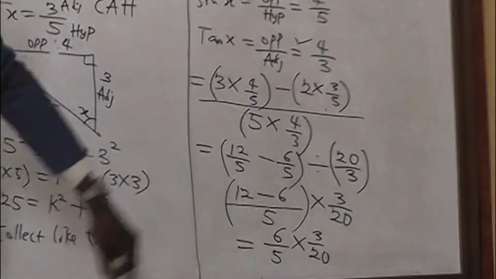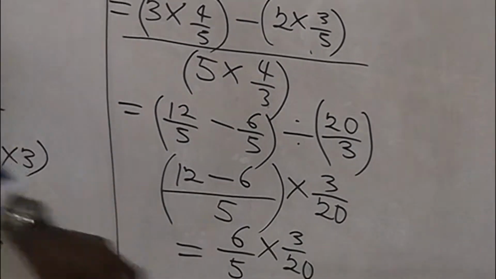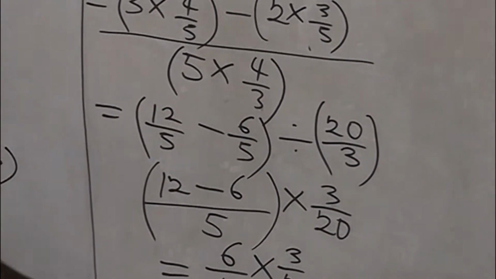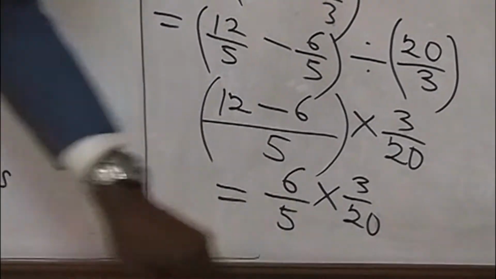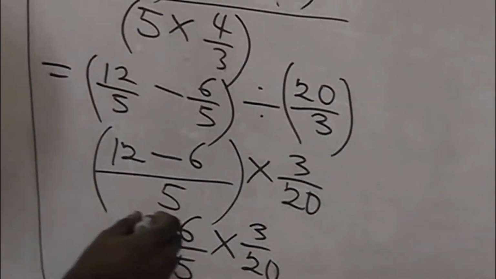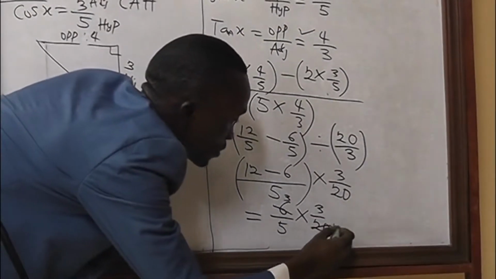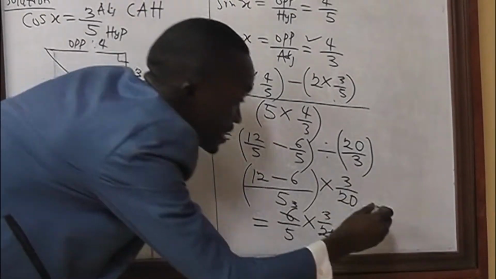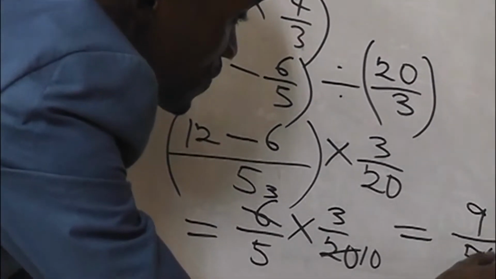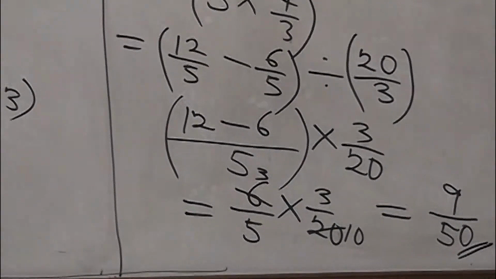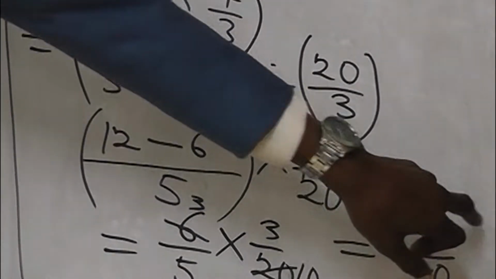Now if you look at what we have, what can we use to divide from here? 3 cannot divide 5 without giving us a remainder, but there's something that can divide 6 and at the same time divide 20 without giving us any remainder. So that is 2. 2 from here will give us 3, and 2 from here will give us 10. So 3 multiplied by 3 is giving us 9, and 5 multiplied by 10 is giving us 50. So the result to this expression is 9 over 50.